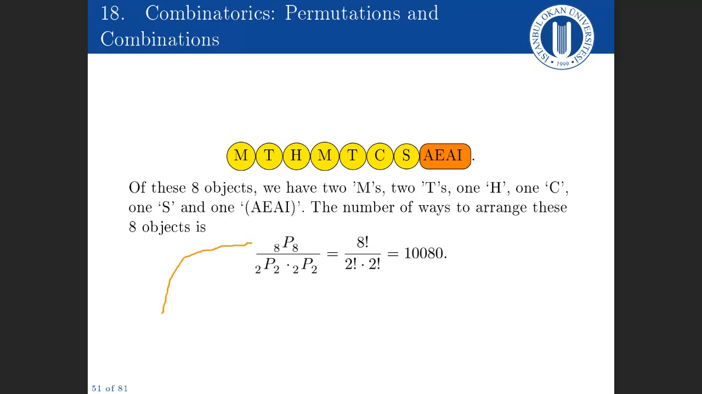If these were all different, then the number of ways to arrange these 8 objects would be 8p8, but they're not all different. We've got 2 M's. So to take care of that, to make sure we're not counting the same arrangement twice, we divide by 2p2. We also have 2 T's. So that we don't count the same object twice, we also divide by 2p2. So that's 8 factorial divided by 2 factorial divided by 2 factorial, or 10,080.